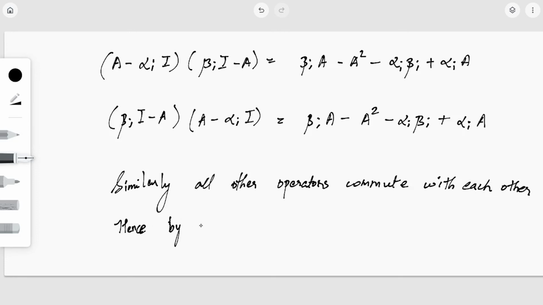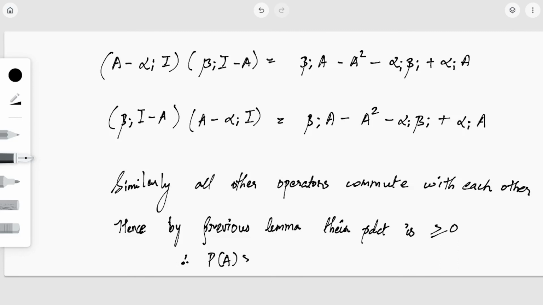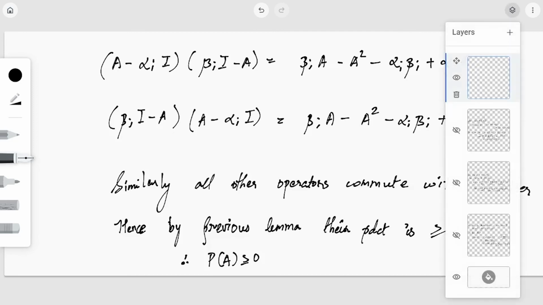Hence by previous lemma, their product is greater than or equal to 0. So what do we get? P of A will be greater than or equal to 0. Okay, so I hope the proof is clear.